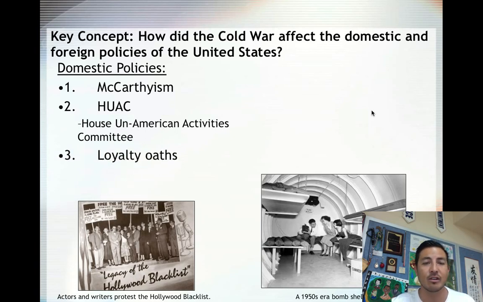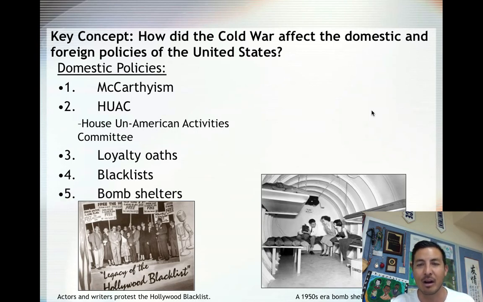There are loyalty oaths where people come in. There is a blacklist. There's a very famous one called the Hollywood 10. These were 10 directors and actors who said, we support communism, we believe in this idea of socialism, we believe in the Soviet Union. Basically, they were fired from Hollywood. They never made a film ever again. Obviously, we have bomb shelters. Why are we having bomb shelters now? At the end of World War II there were nuclear weapons, so that was a major concern, that we could be safe.